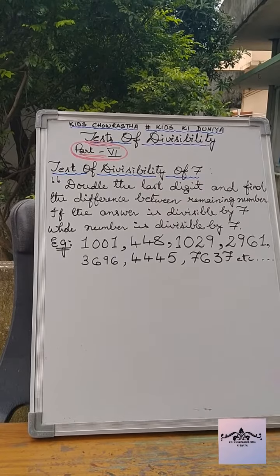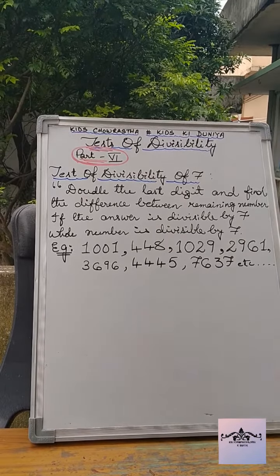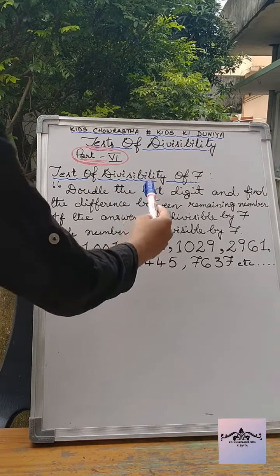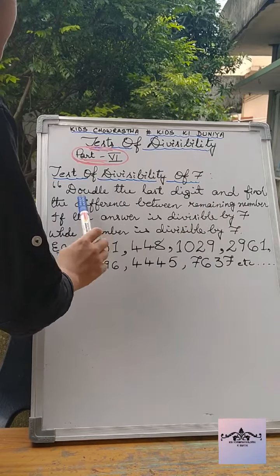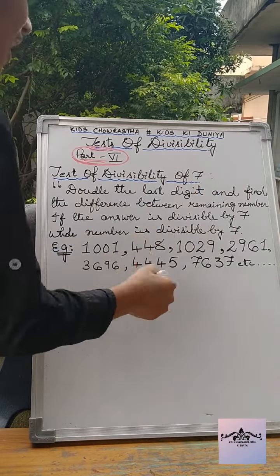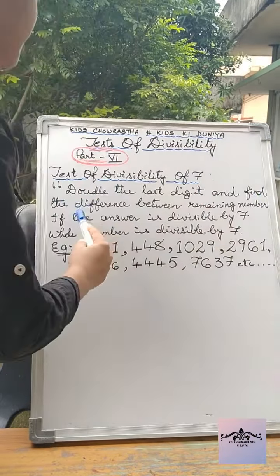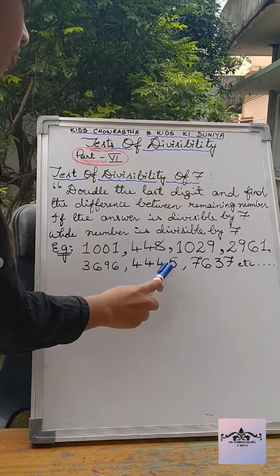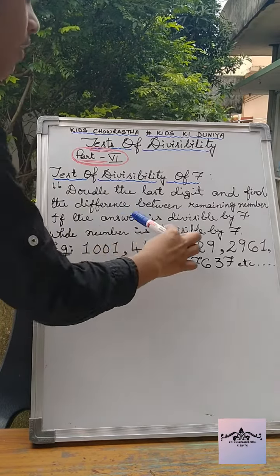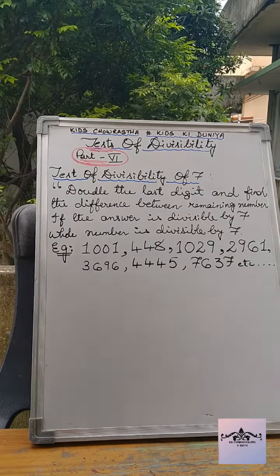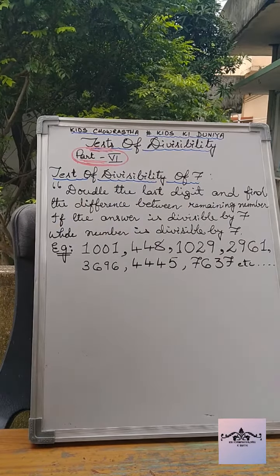So friends, first we are reading our divisibility rule, which is the divisibility rule of 7. Double the last digit. Our last digit we have to double and find the difference between the remaining number. If the answer is divisible by 7, the whole number is divisible by 7. Suppose this number, we have to double this and the remaining number you have to keep aside like that. Our divisibility rule, if you did not understand, you can also read it.